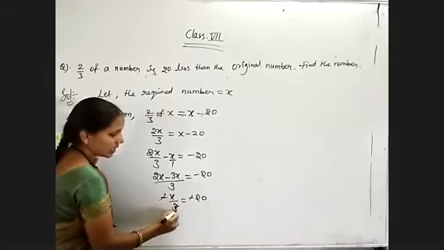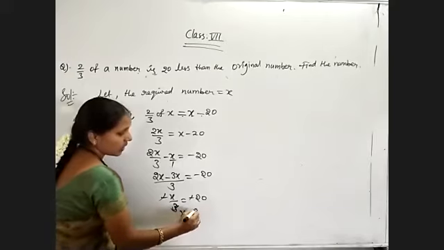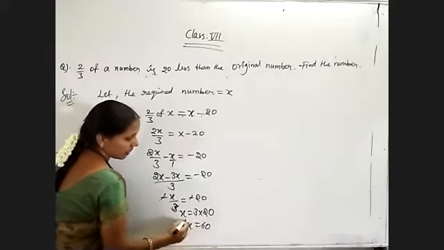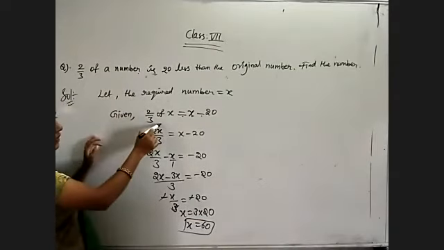Minus minus will get cancelled. 3 is in the denominator. By bringing this side, it will become multiplication. x is equal to 3 into 20. That is, x is nothing but 60. So what is the required number? 60.